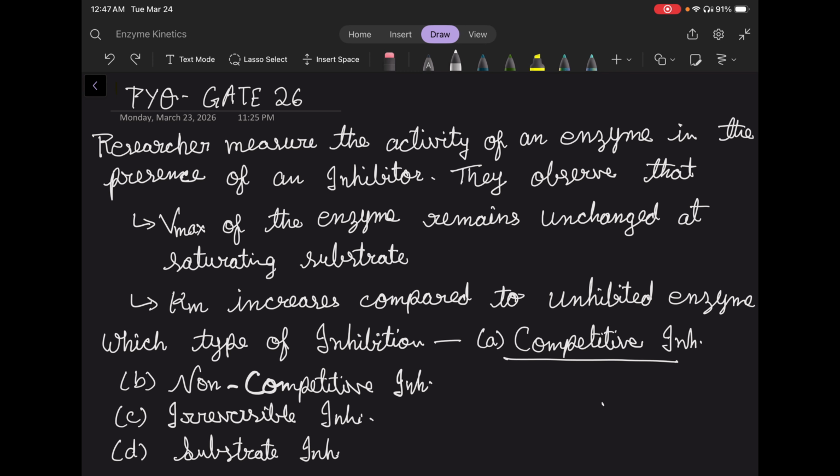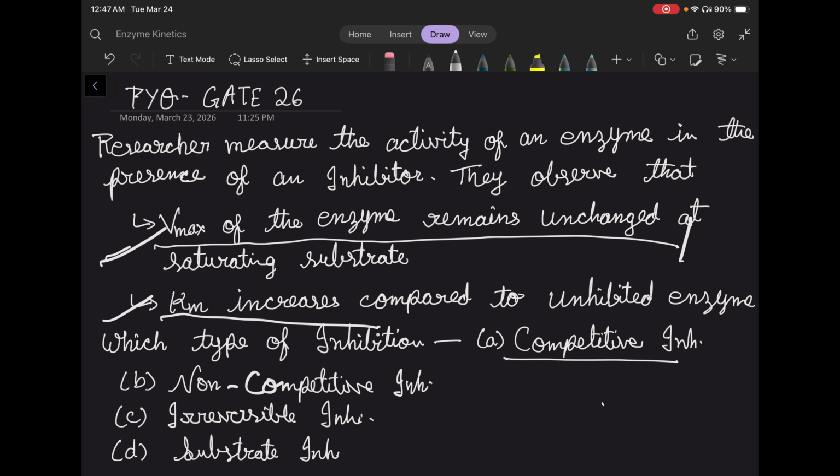Now you can solve this question. Here, the observation is that Vmax of the enzyme remains unchanged and Km increases. That is the observation of competitive inhibition, which means the answer is A.